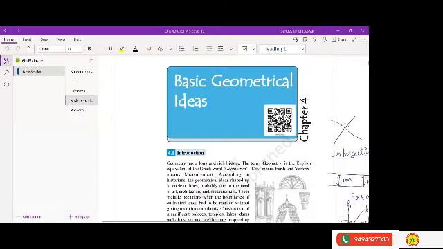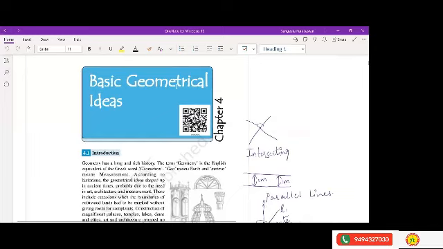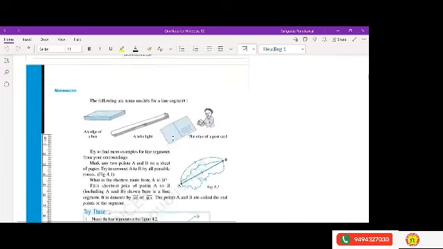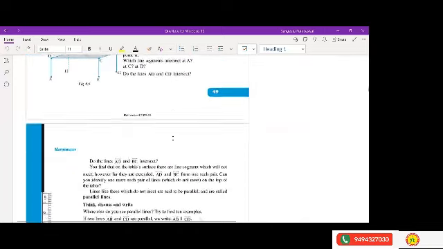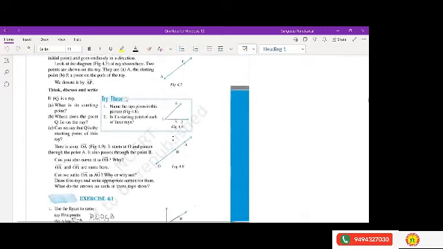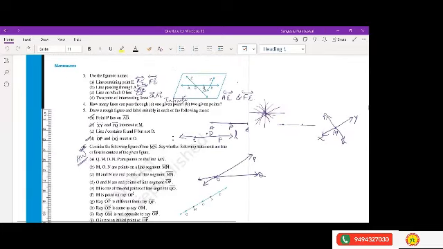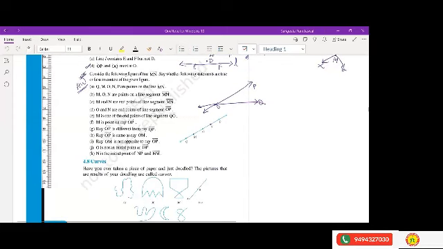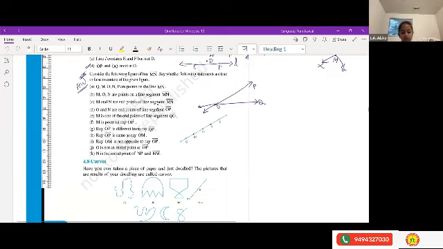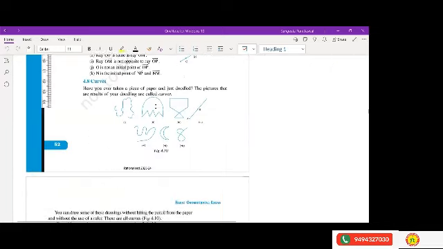In our last class, children, we were doing basic geometrical ideas and we studied intersecting lines and parallel lines, line segments, lines, lines which pass from one point, lines which pass from two points, and some different types of figures also. I hope you have done this true and false. Good. Now next is curves.